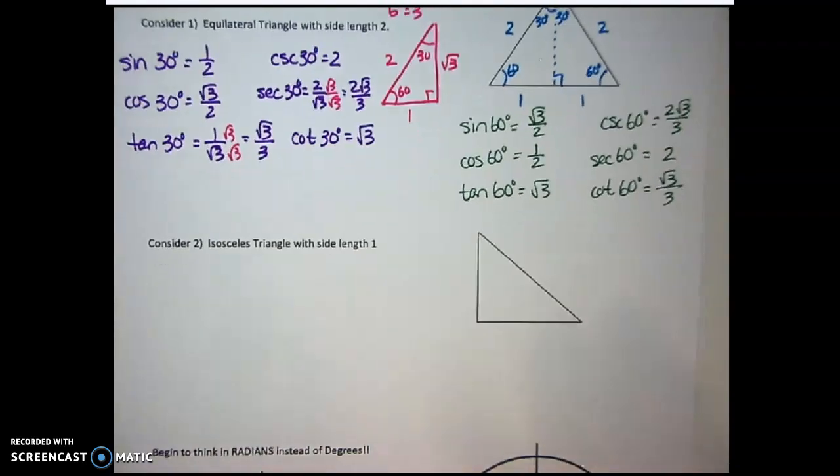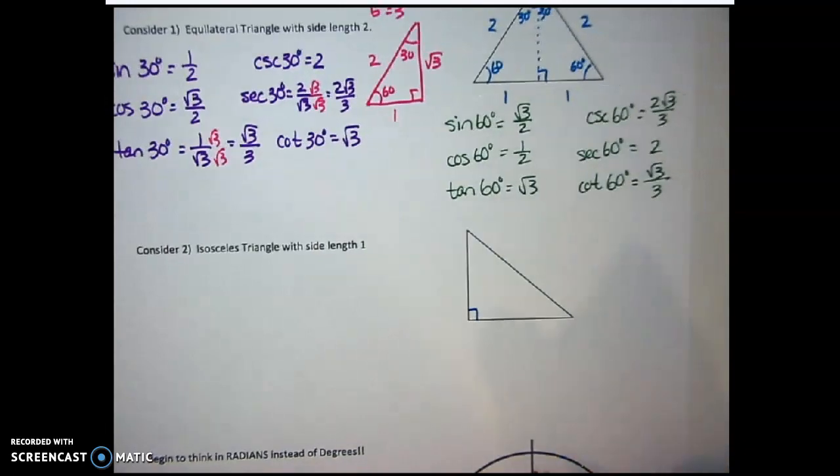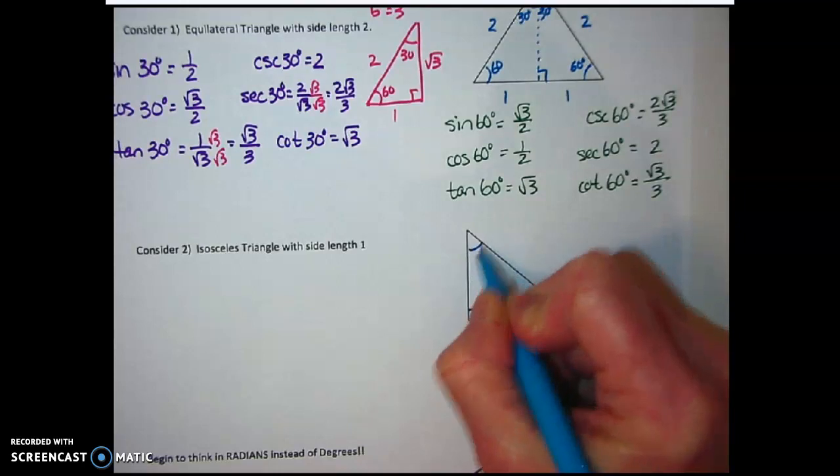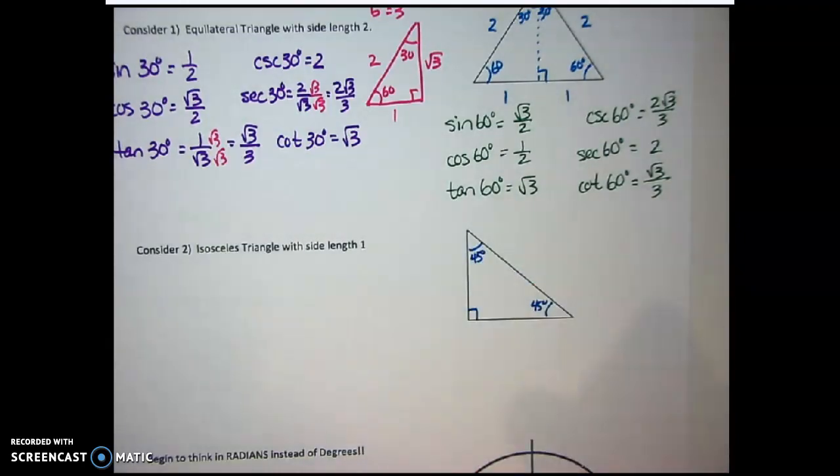So this is an isosceles right triangle, which means this is the right angle, and that means that these angles both have to be 45-degree angles. So here's our other special triangle.